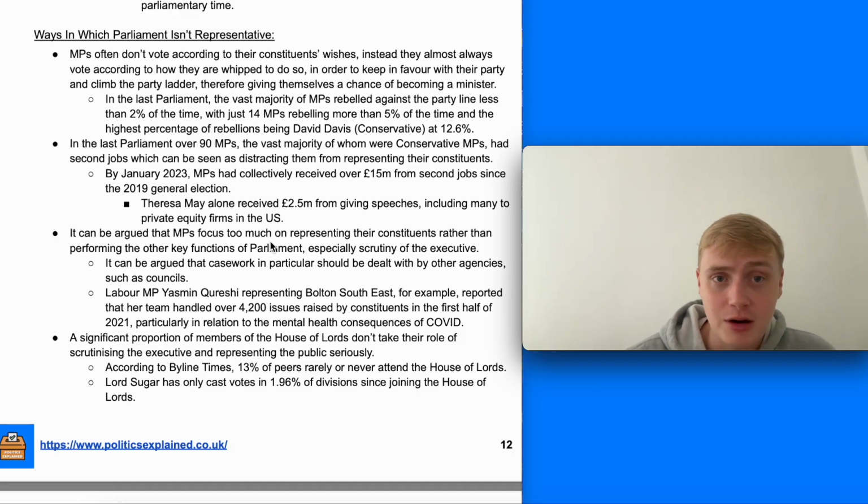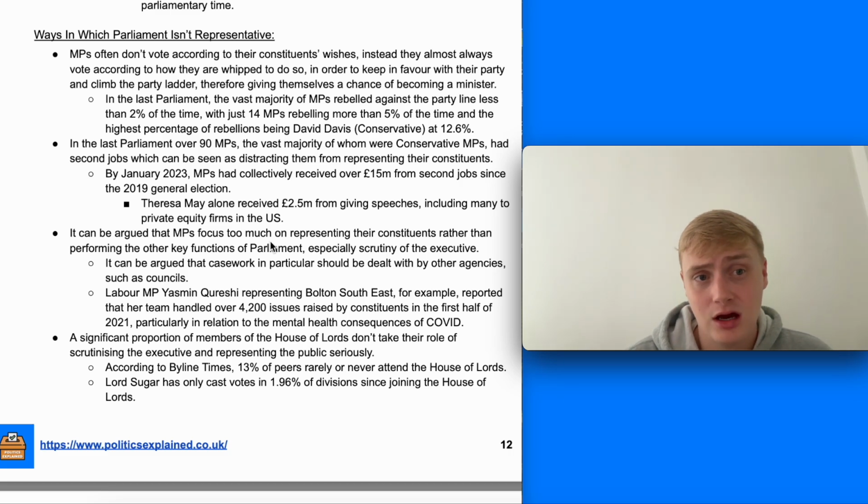In the last Parliament, the vast majority of MPs rebelled against the party line less than 2% of the time, with just 14 MPs rebelling more than 5% of the time, so still very, very low. Crucially, a lot of MPs have second jobs as well. In the last Parliament, over 90 MPs had second jobs, and they earned millions from them.